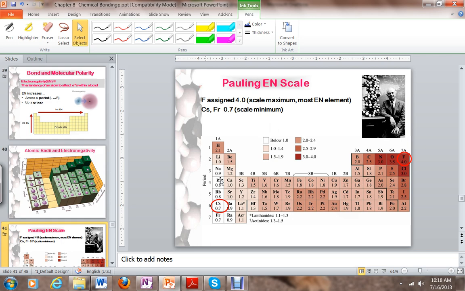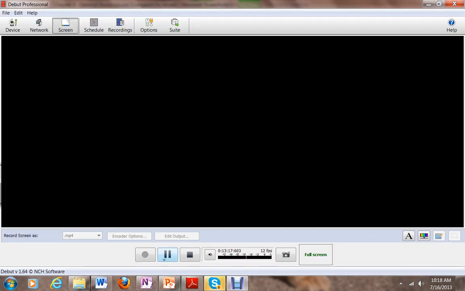Now, you're going to have this table on the exam, which shows that fluorine is going to be 4 on the Pauling scale. Let me put a pause for a second.